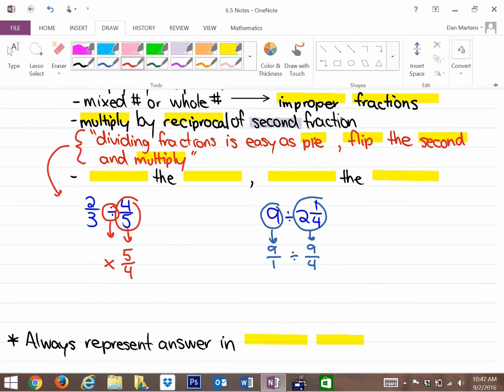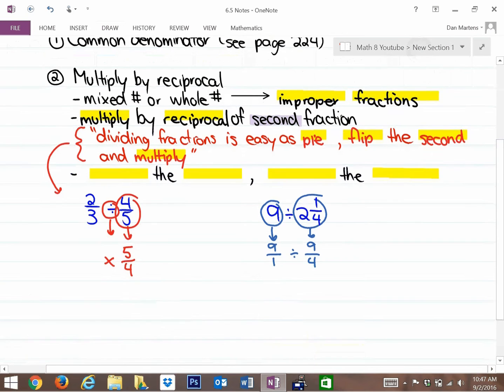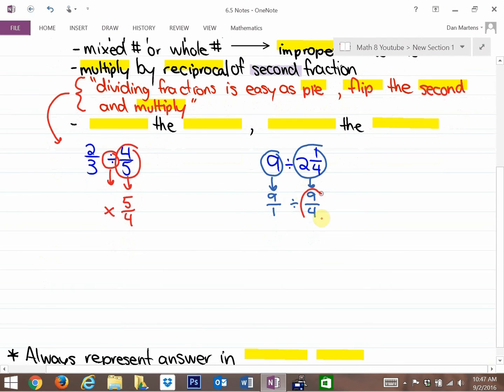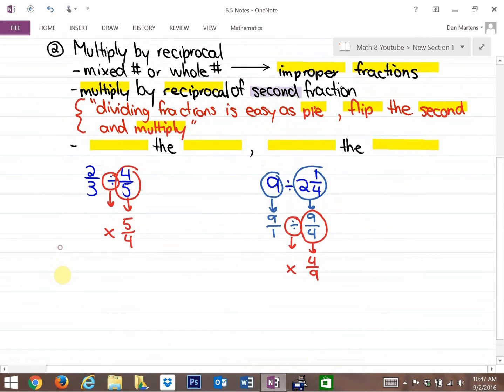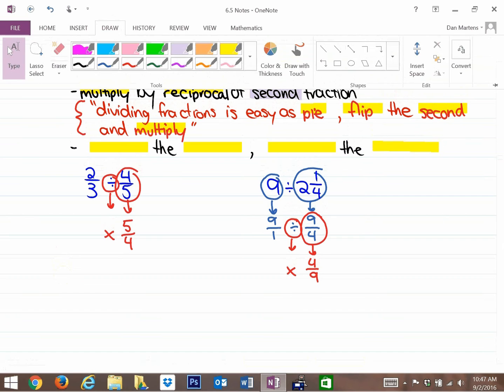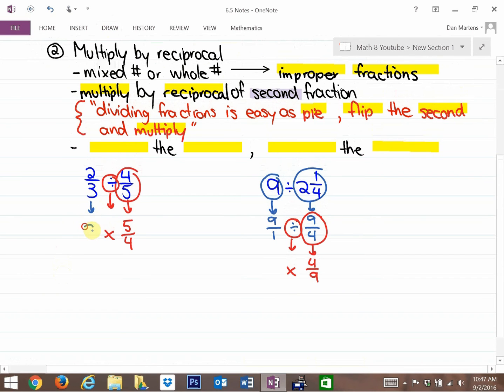So same thing in the other example: flip the second and multiply. So 9 over 4 becomes 4 over 9. And the dividing sign becomes multiplication. So that's where the red comes into play in the lesson. So first thing to do, any mixed or whole numbers become improper fractions. Next is flip the second and multiply. So the first fraction remains the same. It's just the second one that gets flipped. So 9 over 1 stays 9 over 1.